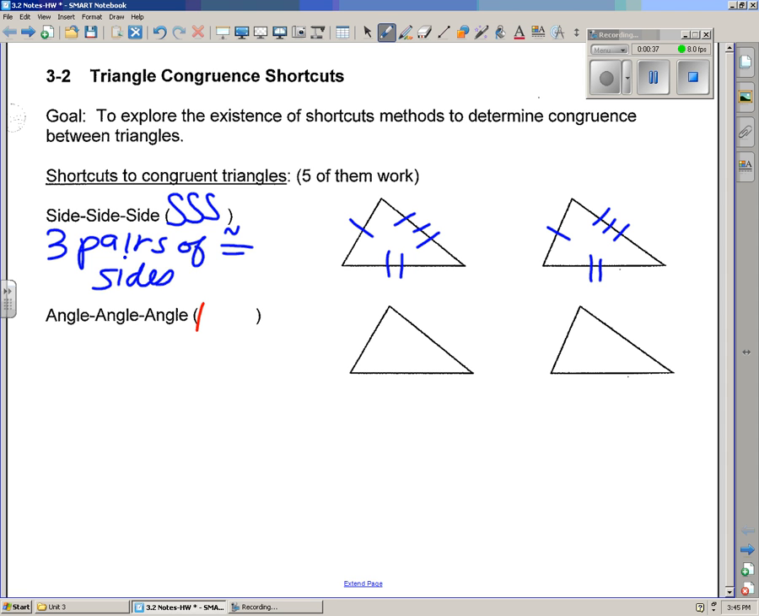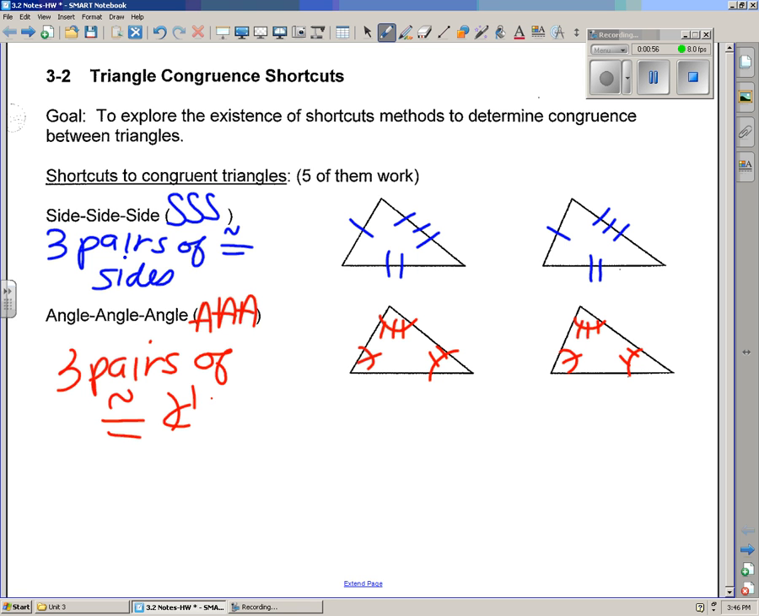Angle, angle, angle, abbreviated AAA, says if you have 3 pairs of congruent corresponding angles, then that might be a way to prove triangles congruent. So these are 3 pairs of congruent angles.